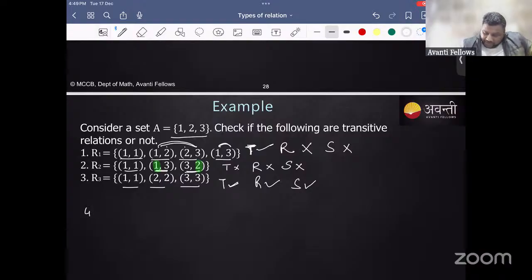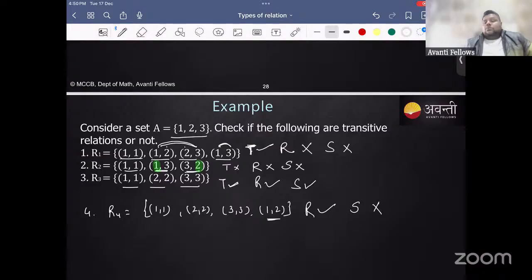See, if I write another relation R4, that is say (1, 1), (2, 2), (3, 3), (1, 2). That's it. Now see, is it reflexive? Yes. Is it symmetric? No, because (1, 2) is here, but (2, 1) is not here. Is it transitive? Yes, it is. This is transitive also because (1, 2) is here, but there is no (2, 3) for which I will look for (1, 3). Transitive is what? (a1, a2) should be there and (a2, a3) should be there. If they are there, then (a1, a3) should be there to make it transitive, which is not here.